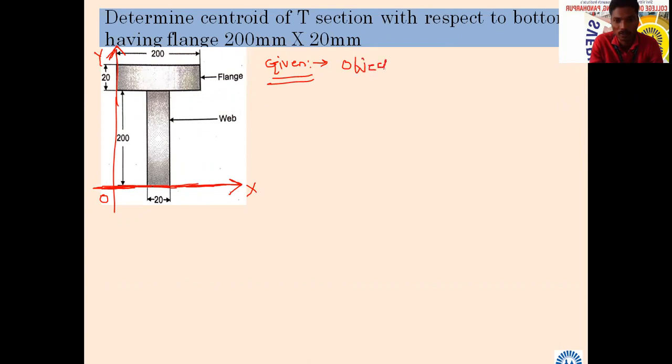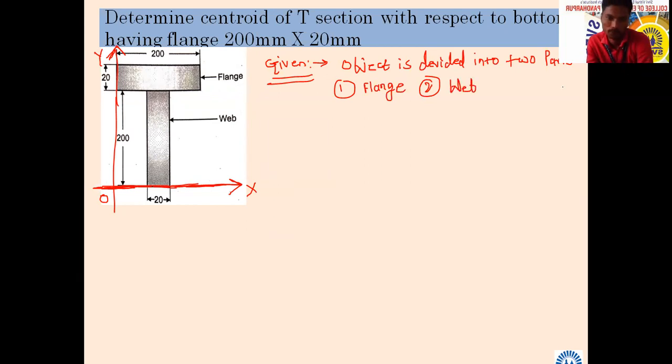As it is first, I will write something here. Object is divided into two parts. Which are they? Number one, flange. Number two, wave. Flange and wave. Okay, so one by one we will consider them now.